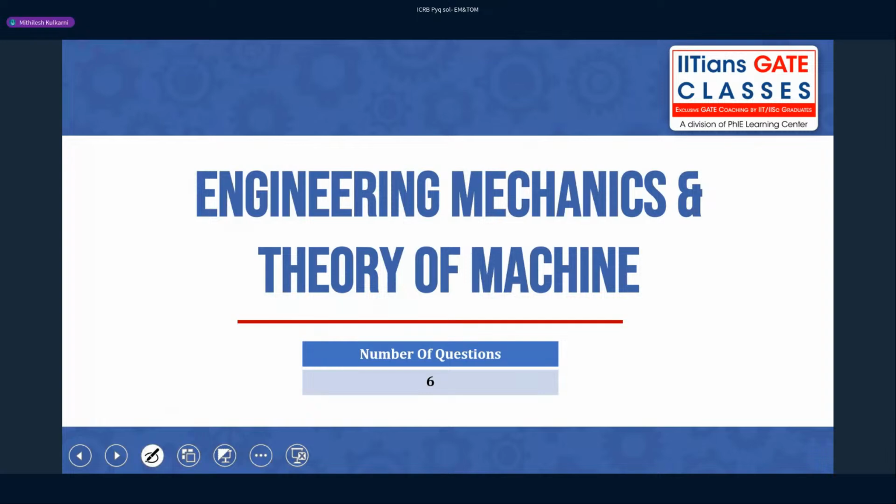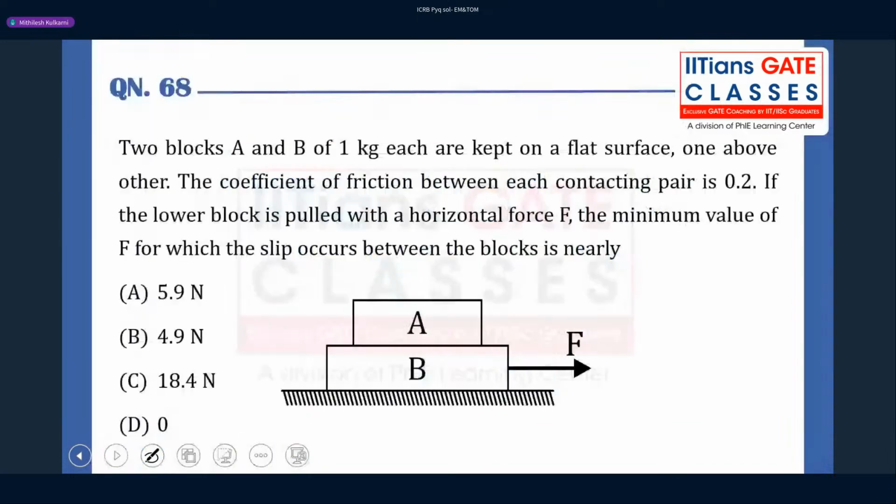Coming towards the first, two blocks A and B of 1 kg each are kept on a flat surface, one over the other. The coefficient of friction between each contacting pair is 0.2. If the lower block is pulled with a horizontal force F, the minimum value of F for which the slip occurs between the blocks is nearly.